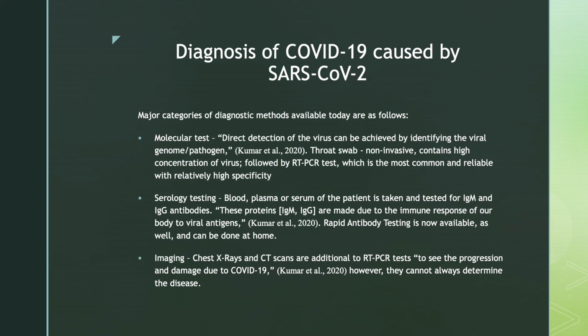Serology testing can also be used. This is when blood, plasma, or serum of the patient is taken and tested for immunoglobulin M and immunoglobulin G antibodies. Rapid antibody testing is now available as well, and it can even be done at home. Finally, imaging can be used. This involves chest x-rays and CT scans, which are additional to the RT-PCR tests. By using these scans, we can see the progression and damage due to COVID-19. However, they cannot always determine the disease.